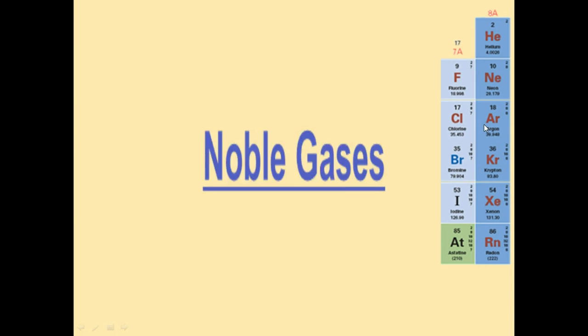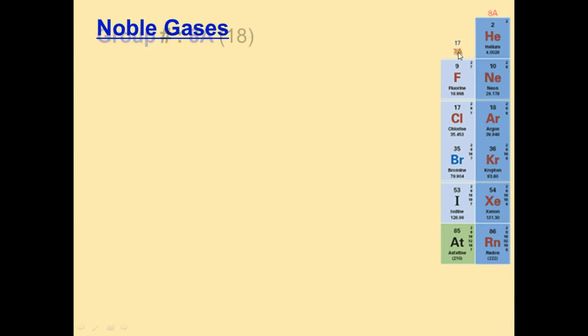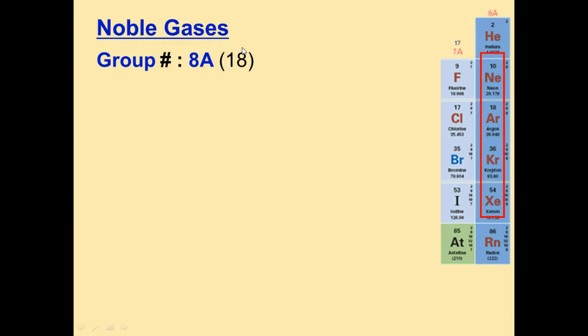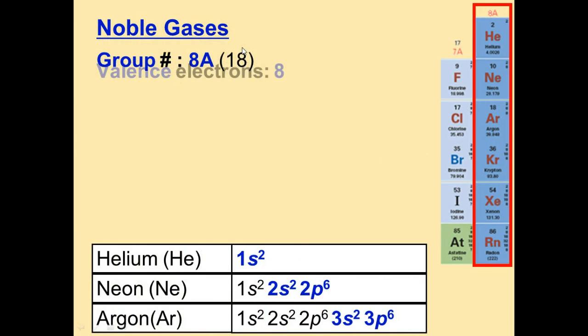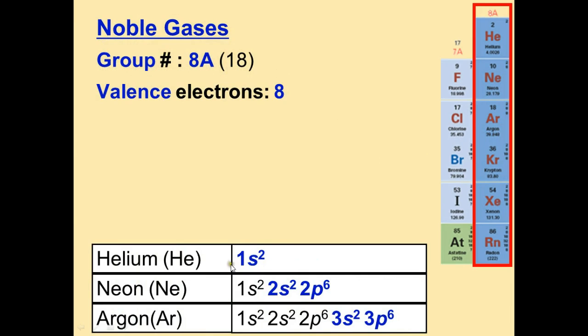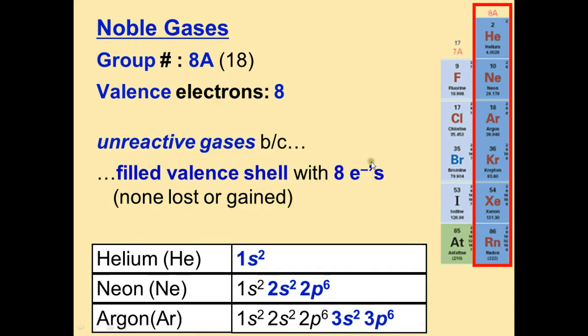And then we have the last group, which is called the noble gases, and they have 8 valence electrons except for helium. Helium only needs 2 to fill up the valence shell. And so their valence shells are full, so they don't want to gain or lose any more electrons. And so that is why these gases are unreactive, because they have a full valence shell, so they don't want to exchange or gain or lose any electrons.